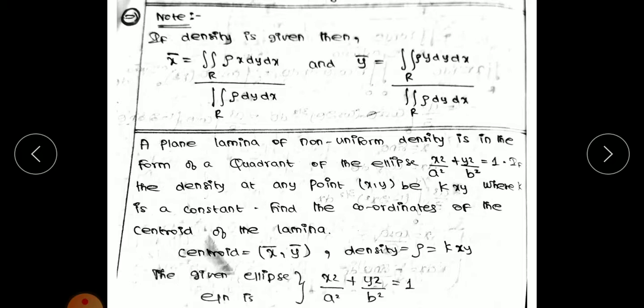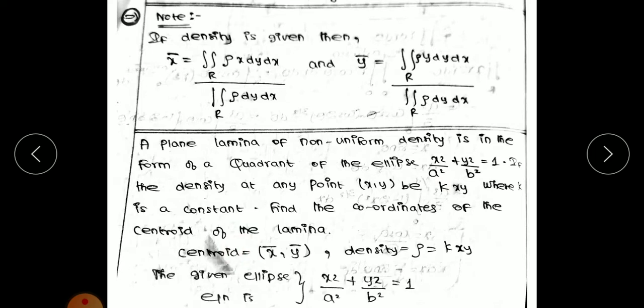A plane lamina of non-uniform density is in the form of a quadrant of the ellipse x squared by a squared plus y squared by b squared equals 1. If the density at any point (x, y) is kxy, where k is a constant, find the coordinates of the centroid of the lamina. So it is a plane lamina that does not have uniform density, and it lies in the quadrant of the ellipse, with density at the point (x, y) given by kxy. Then we have to find the coordinates of the centroid of the lamina.